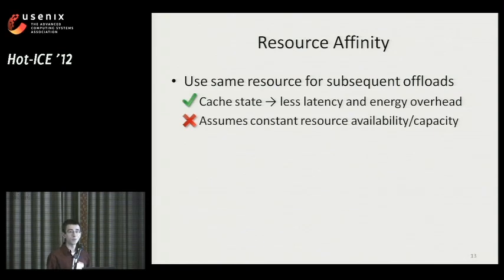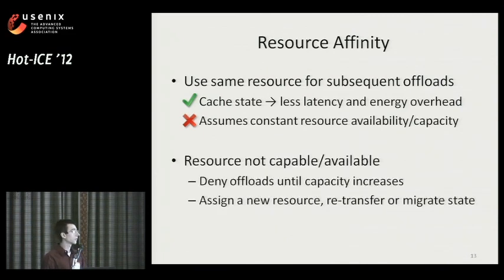And this is going to be especially important for connections where we need to have encryption, because that's going to increase that latency overhead. So by reducing execution state, we can sort of balance what we pay for that encryption. The downside is that this assumes that we have constant resources being available and a constant capacity on those resources, which just isn't true in most cases.